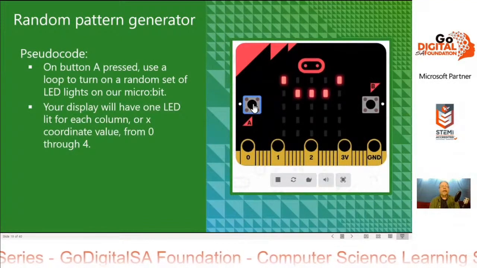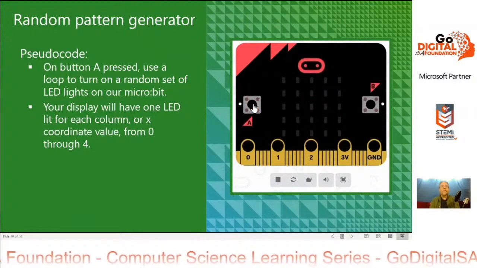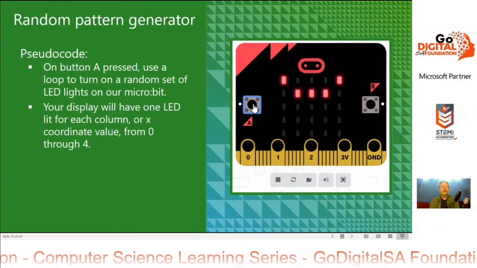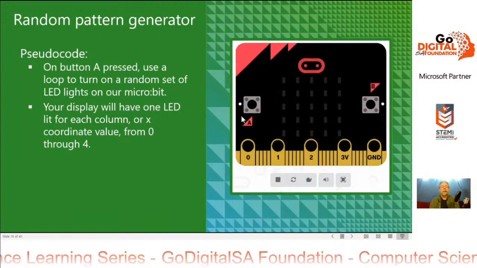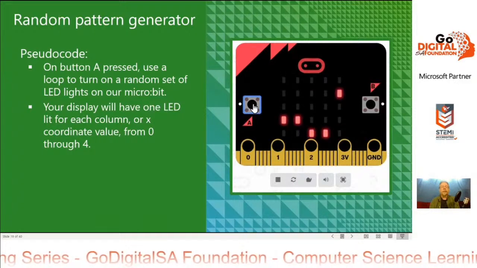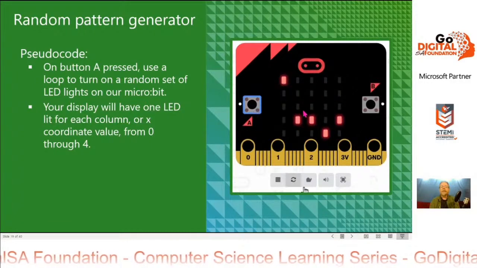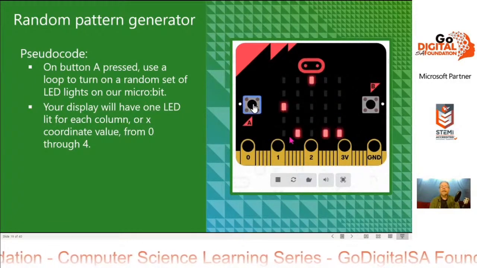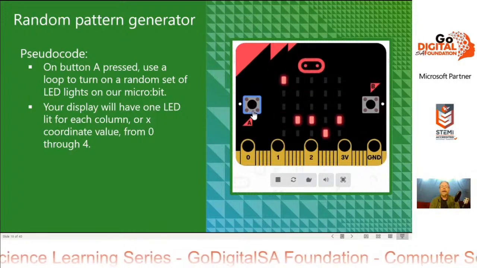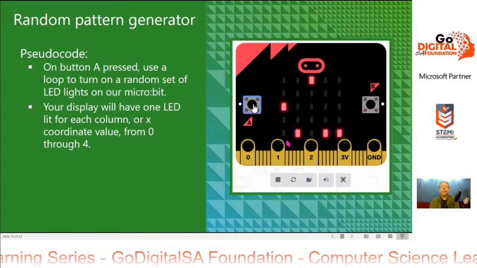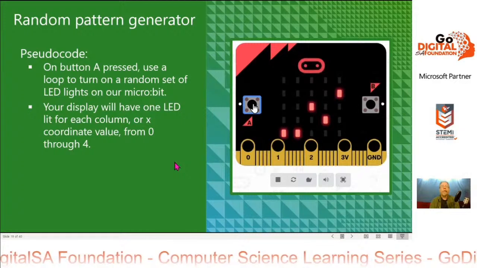Okay, and here's a random pattern generator. The pseudocode is: on button A pressed, use a loop to turn on a random set of LED lights on the microbit. The display will have one LED lit for each column, or X coordinate value, from 0 through 4. So you can see here that they're flashing in random, but there's always just one LED in each column. There can be more than one LED on in each row.